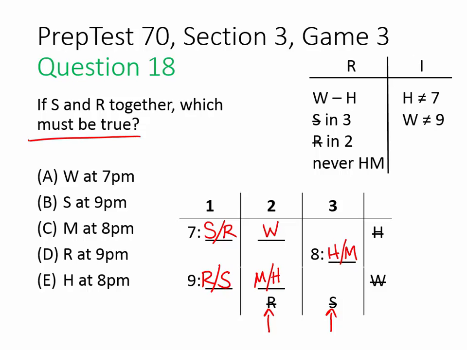So which of the following must be true? W is at 7 p.m. Thus far, it's looking pretty certain that W is at 7 p.m. because remember that W can never be shown at 9 p.m. and we also can't put it at 8 p.m. here. So this is looking pretty good.